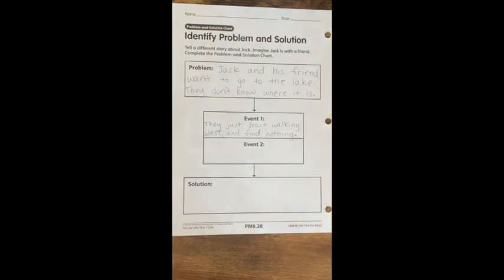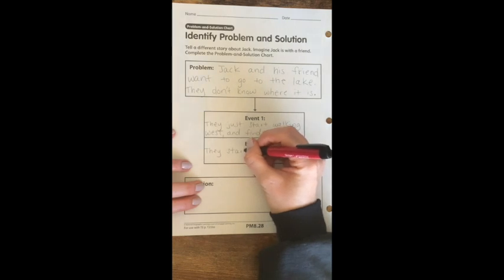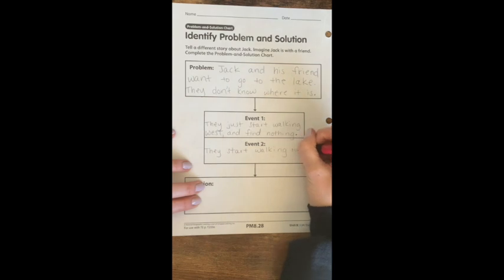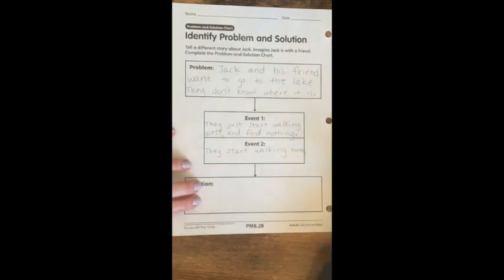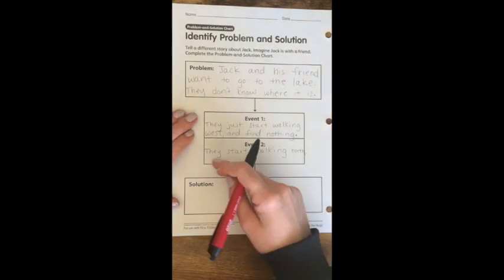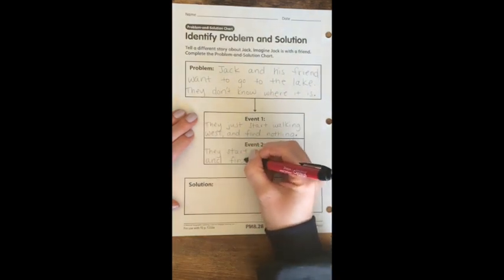And then I'll say they start walking north. And if you remember from the map from that story, Jack and the Hike, if we walked west and then north, they would eventually run into the path. So that's what I'm going to say happens. They start walking north and find the path.